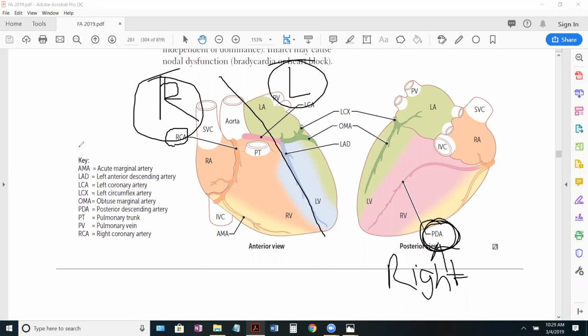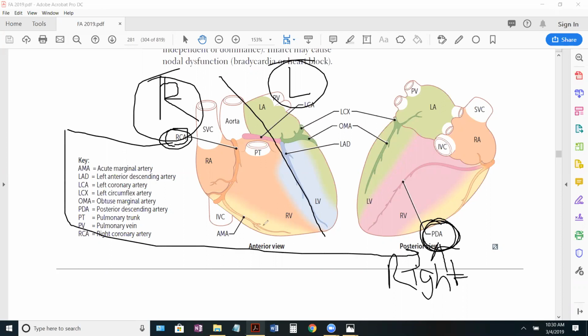We don't consider the PDA as a distinct branch of either the left coronary artery or the right coronary artery. We describe this vessel in such a way: which vessel is supplying the PDA, either the right coronary artery or the left coronary artery. As I told you, the branches of the right coronary artery are less high yield. The more high yield thing regarding the right coronary artery is that it most commonly supplies the PDA and makes the right coronary artery the dominant artery of the heart.